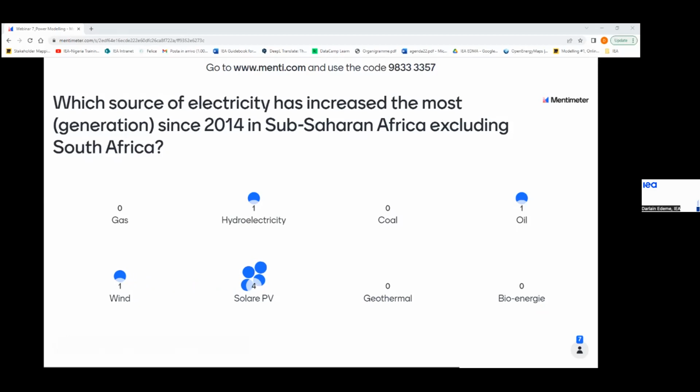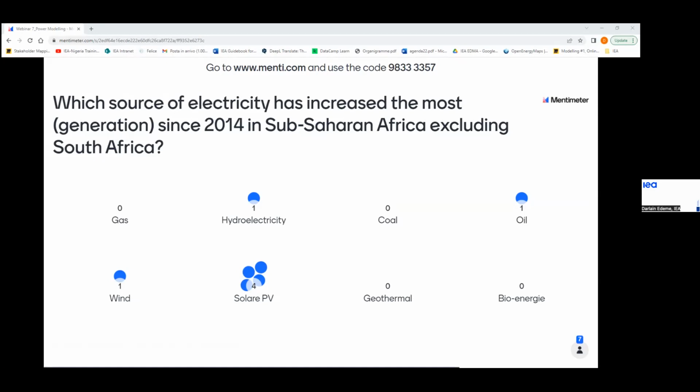To give you some insights with respect to the previous question, hydroelectricity is more or less 125 terawatt hours of electricity production in the entire region of Sub-Saharan Africa, which represents 53% of the total electricity generation, as we are just talking about generation. And with respect to the increase from 2014, solar PV increased at a higher rate, 30% per year, whereas wind increased more or less at 24% per year.